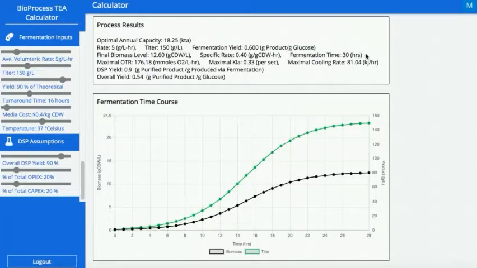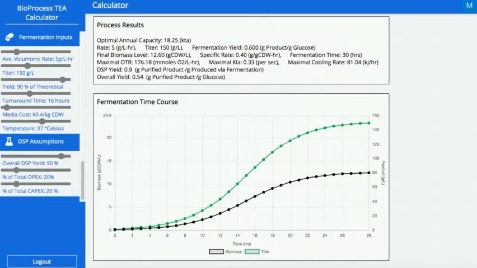Additional outputs include the fermentation time, as well as the estimated maximal required oxygen transfer rate, the needed mass transfer coefficient, or KLA, and the maximal cooling rate in the fermentation. These can be checked to ensure the modeled fermentation is feasible in realistic aerobic bioreactors. Additionally, the downstream purification yield and overall process yield are given.